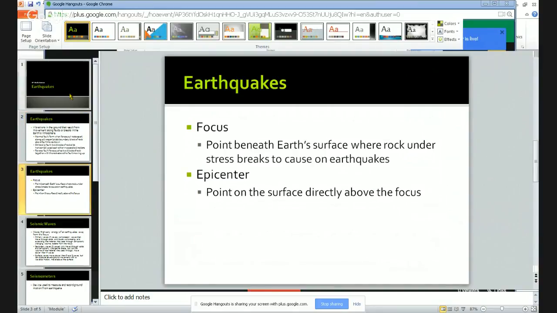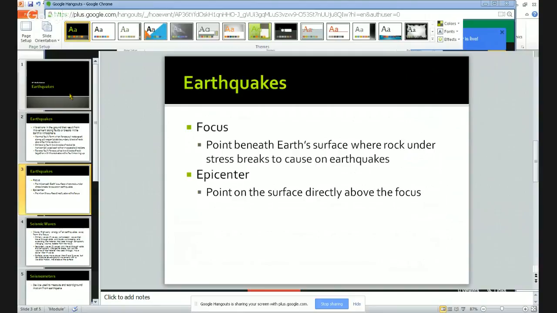Two things with an earthquake: the focus and the epicenter. The focus is the point underneath the Earth's surface where the earthquake is actually occurring. It's where the earthquake is originating from. The epicenter is basically the same thing, except instead of being underground, it's the point on the Earth's surface.